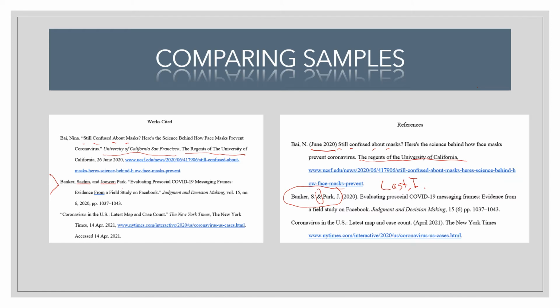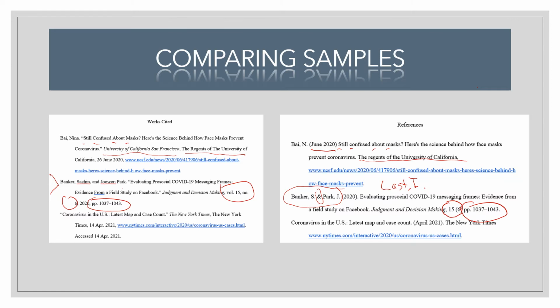Also notice this one is a journal article. So here we have volume 15, number 6, and here we have 15.6. So it's formatted a little differently, even though that's the same information. And then here in MLA, we have the page numbers, and here at APA, we also have page numbers. So that doesn't change. Okay, that's going to be the same.